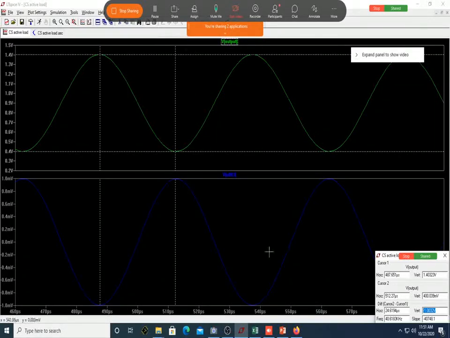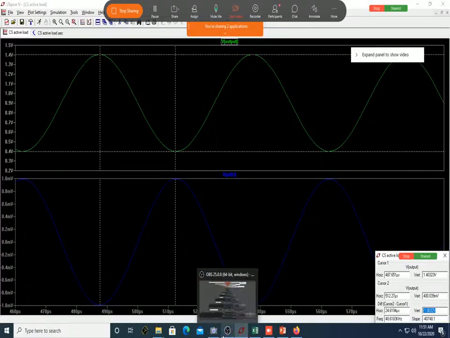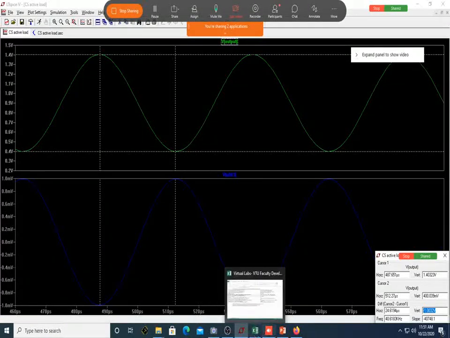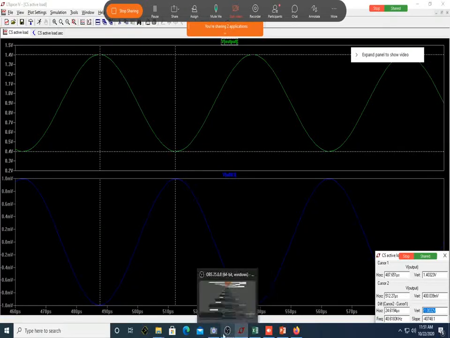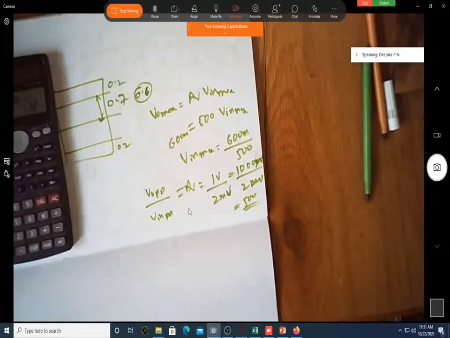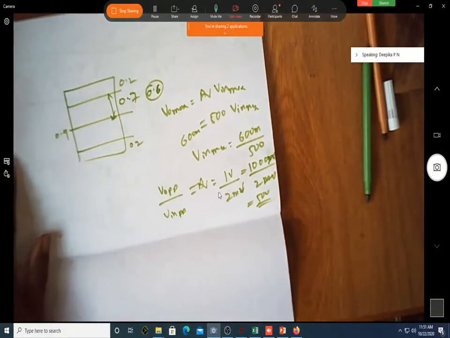This amplifier is giving a value of gm of how much? Okay, here. This is giving a value of 500.